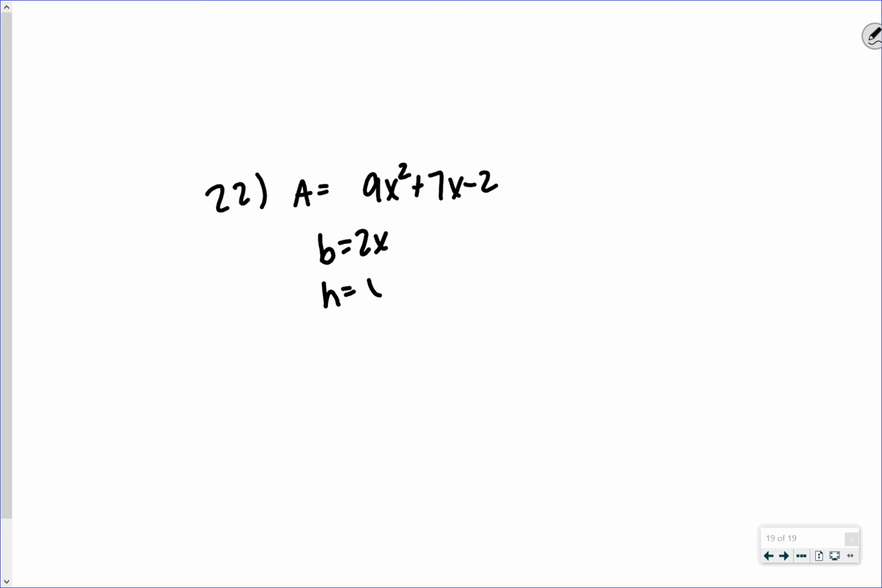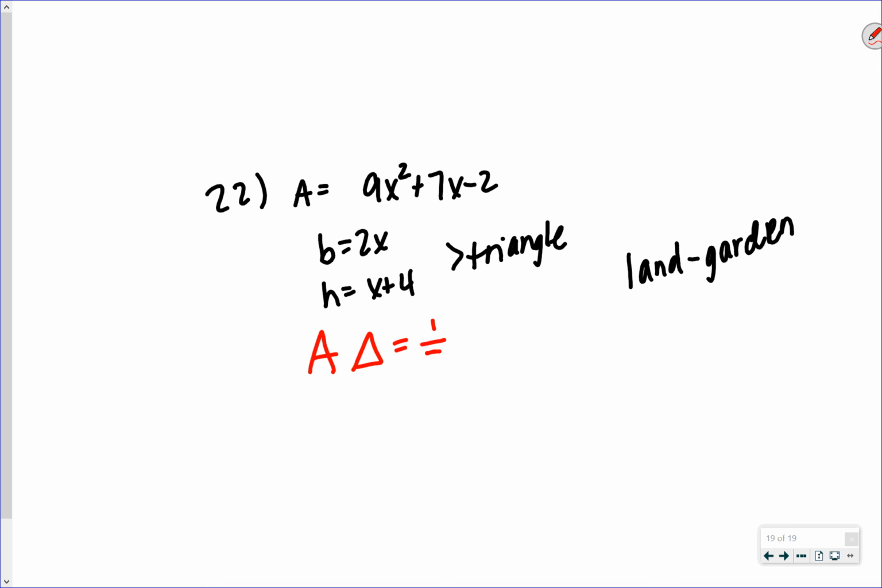22. The area of your land can be modeled by the equation 9x squared plus 7x minus 2. On the land, there's a triangular garden that has a base of 2x and a height of x plus 4. This is for my triangle. What is an expression for the area of the land without the garden? So land minus garden. So I know the area of my land already. That was given to me. And then I can find the area of my garden, area of my triangle.